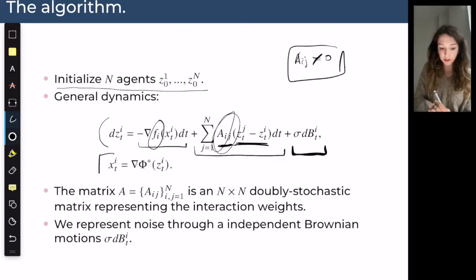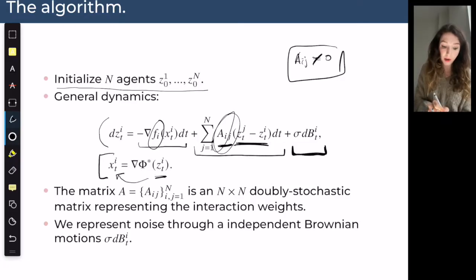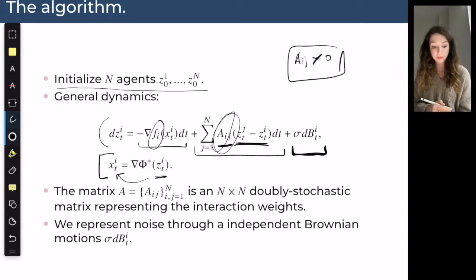And then again, as usual, exactly the way we had in our mirror descent algorithm, our Z_t^i is then mapped back into our X_t^i using this gradient of the convex conjugate of our mirror map phi. Okay, so as I said, A_ij represents the interaction weights, and we allow for additional Brownian noise. In the convergence results that I'm going to show, I'm not going to care about this Brownian noise because it makes things a little bit more complicated notation-wise, but it's possible to do it.